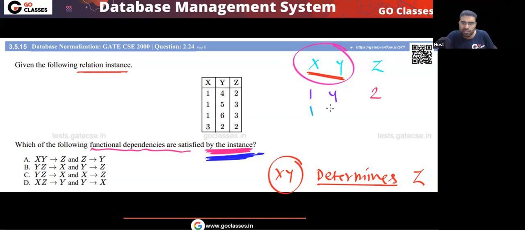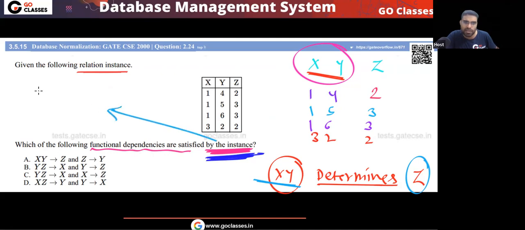If I tell you XY is 1, 5, then Z will be 3. If I tell you XY is 1, 6, Z will be 3. If I tell you XY is 3, 2, then Z will be 2. So can you notice XY determines Z? Do you agree? XY determines Z. So yes, this will hold. Yes or no? By this instance, XY determining Z holds.